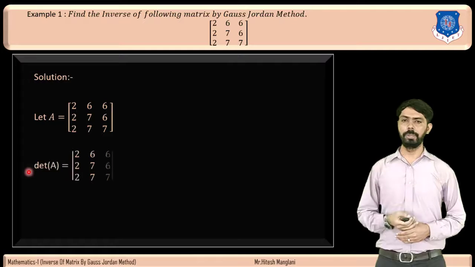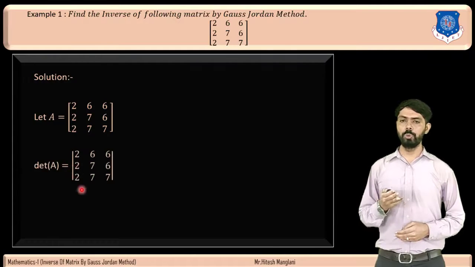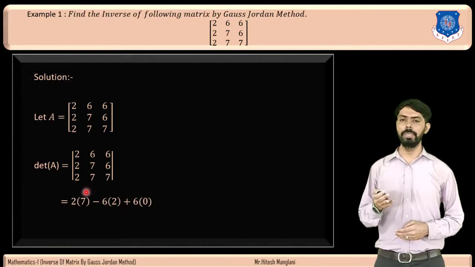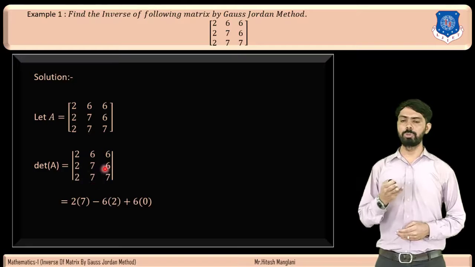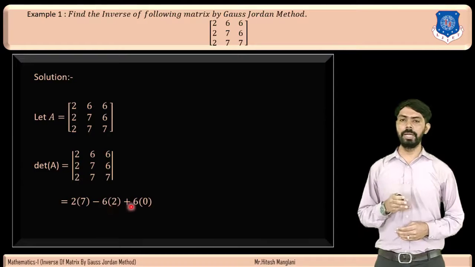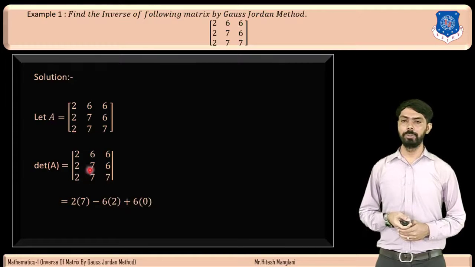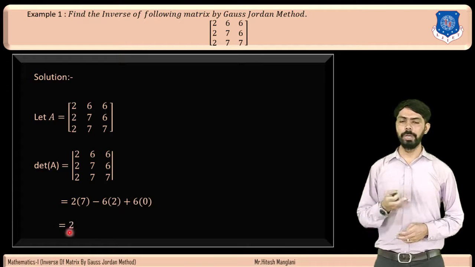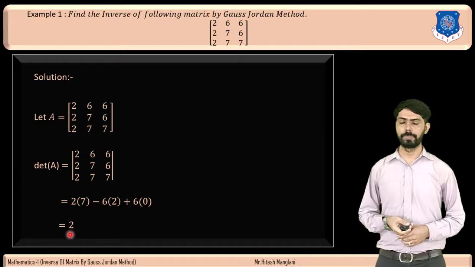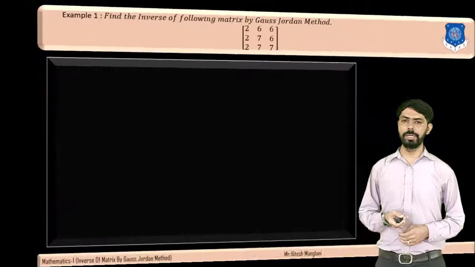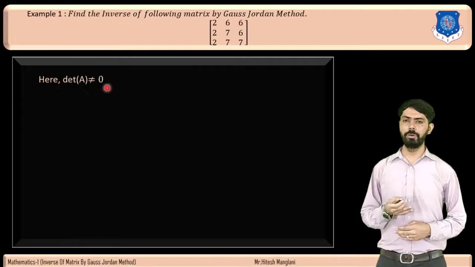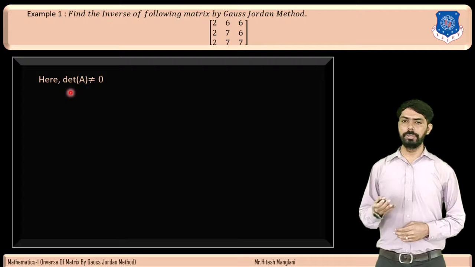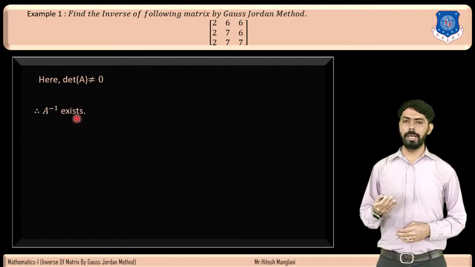If we find the determinant of this matrix, it will be 2 times (7 into 7, so 49 minus 42, which is 7), then minus 6 times (14 minus 12, so it will be 2), then plus 6 times (14 minus 14, so it will be 0). Simplifying, 14 minus 12 is 2. So the determinant of this matrix is 2, which is not equal to 0. Hence determinant of A is not equal to 0, hence A inverse exists. Now we will apply the Gauss-Jordan method.